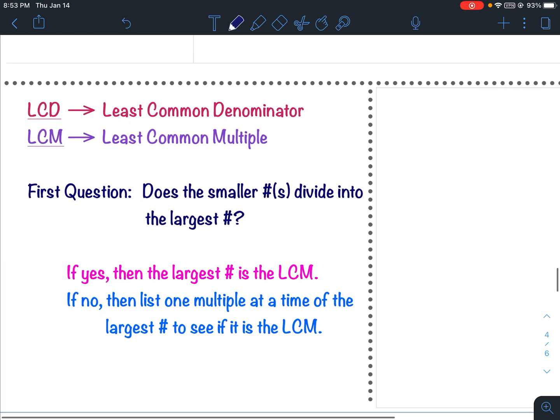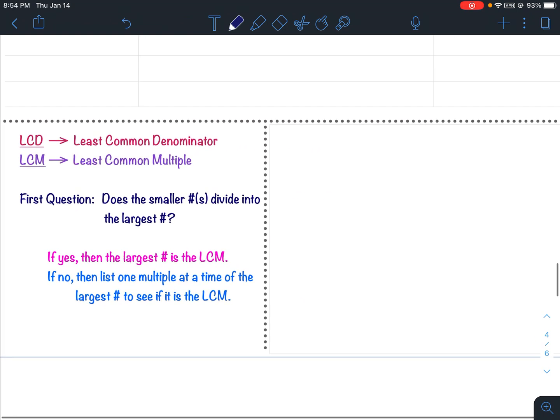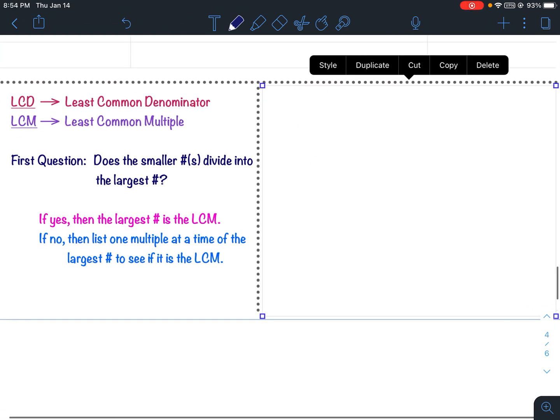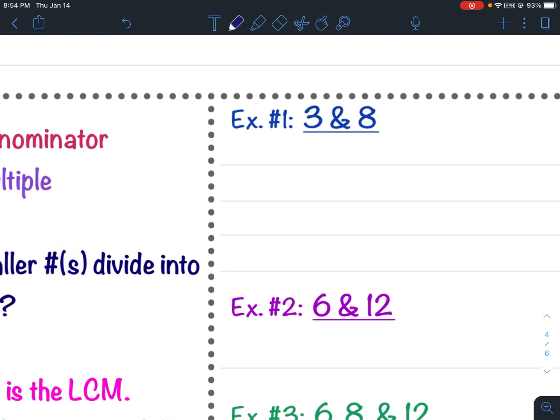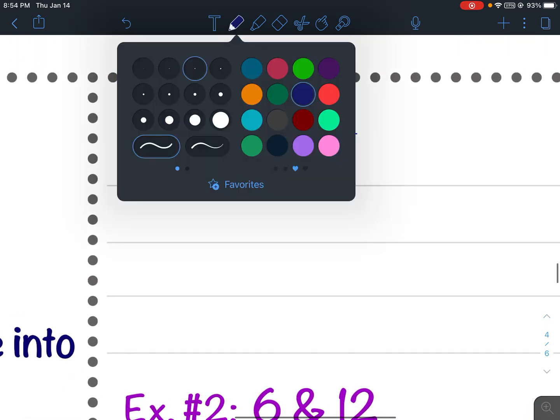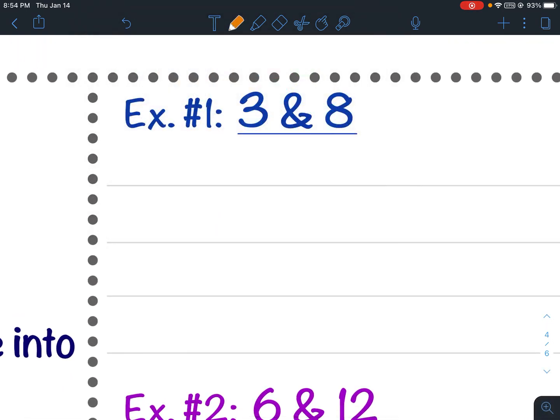All right, so let me tell you what I mean. So let's do some examples. Okay, let's start with example number 1. We've got 3 and 8. I want to find the least common multiple of 3 and 8. Well, one way to do it is to simply start listing multiples. So let's start with 3.